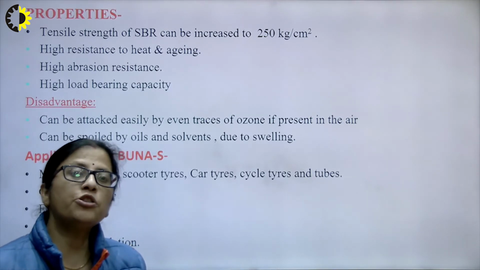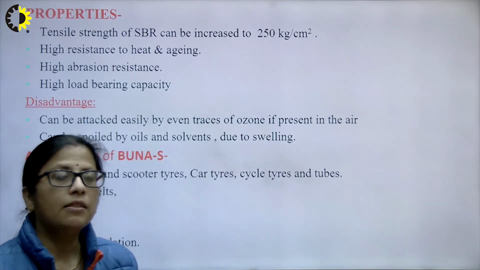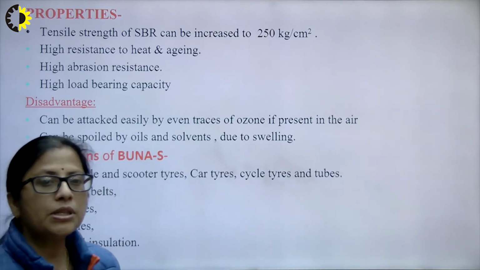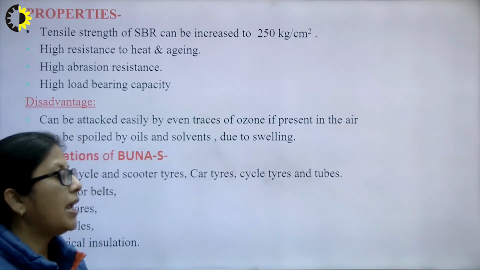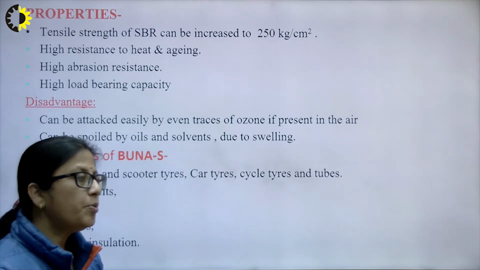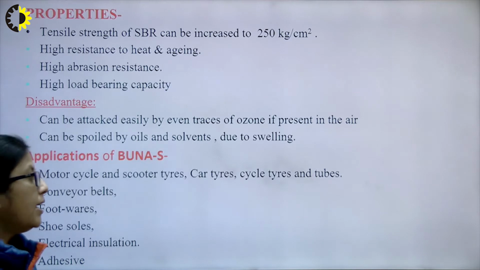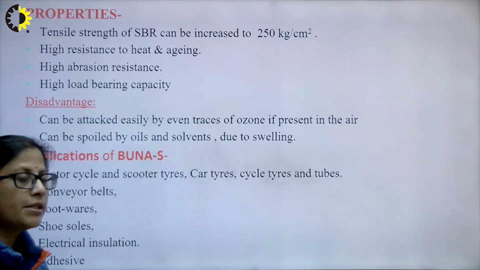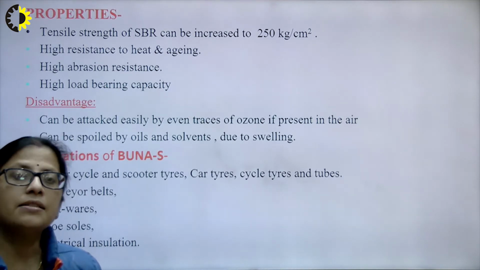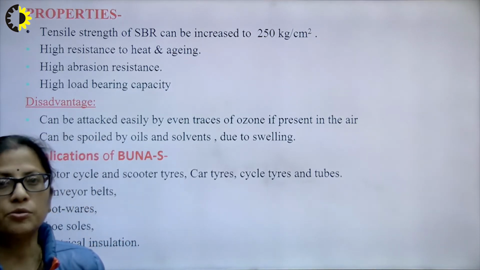Next, the applications of Buna S. Since it has high load bearing capacity, this Buna S polymer is used in motorcycle and scooter tires. It is also used in car tires, cycle tires and tubes. It is used in conveyor belts. Then in footwear, in shoe soles, it is also used as an electrical insulator and as an adhesive. By adhesive, I mean something which can bind two different surfaces together.